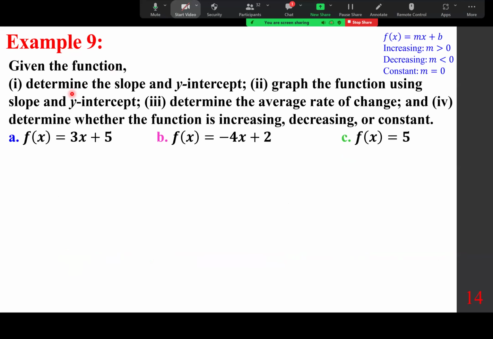Given the function, determine the slope and y-intercept, graph the function using the slope and y-intercept, determine the average rate of change, and determine whether the function is increasing, decreasing, or constant. First and foremost, when we find the slope, that is the average rate of change, just to let you know. So, for example, here, the slope is 3. That's the average rate of change of y with respect to x. That gives us the y-intercept of 0, 5.